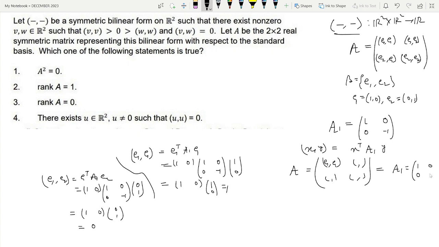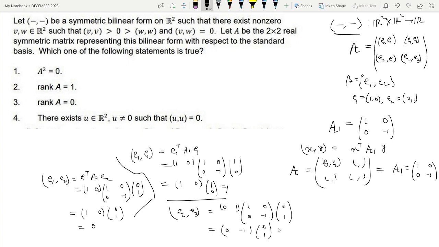Similarly, by symmetry the other off-diagonal entry is 0. And for (e2,e2), sorry, this will be minus 1. Just check: e2 transpose, that is (0 1), times the matrix (1 0; 0 -1), times e2, that is (0,1). It will be 0 into 0 plus minus 1 into 1, that is minus 1. So clearly this A is actually this A1.